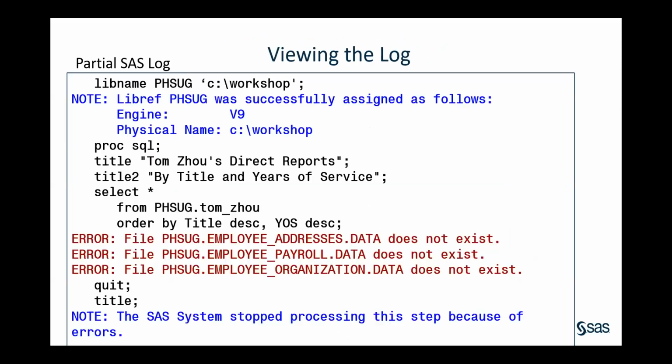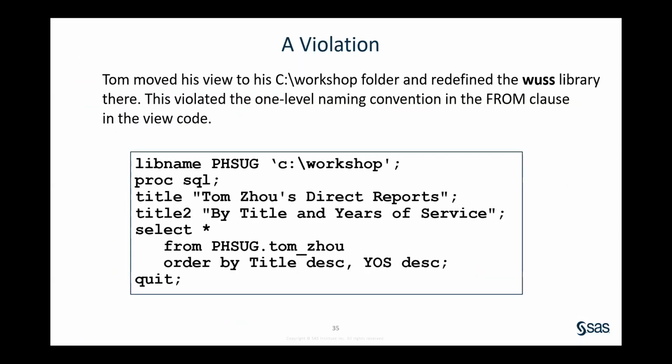He runs it, and he gets these red messages in the log that the data doesn't exist. And the SAS system, you know how it is with errors. It doesn't like the fact that you didn't respect the language rules. It comes to a complete stop. So what does Tom do? What did he do? He violated, very big word here, he violated the one-level naming convention in the from clause.